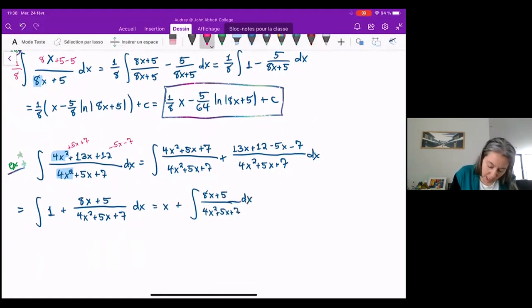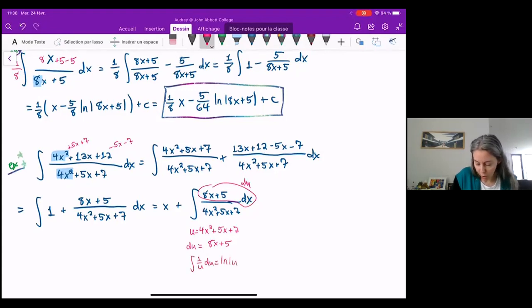And then I'm doing a mini u substitution here. u equals 4x squared plus 5x plus 7, and then du is equal to (8x plus 5) dx. Look how nicely that worked out. So I end up with the integral of 1 over u du, which is just ln of u plus a constant. So this is x plus ln of (4x squared plus 5x plus 7) plus c.